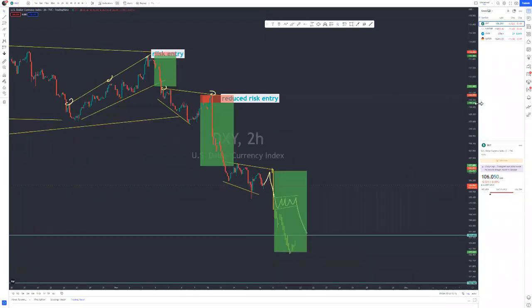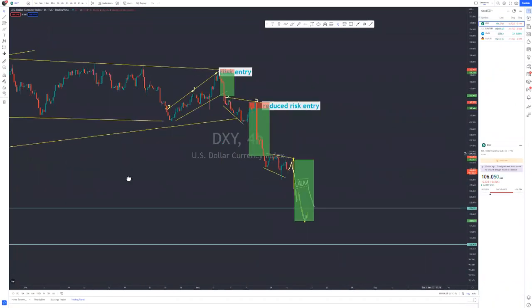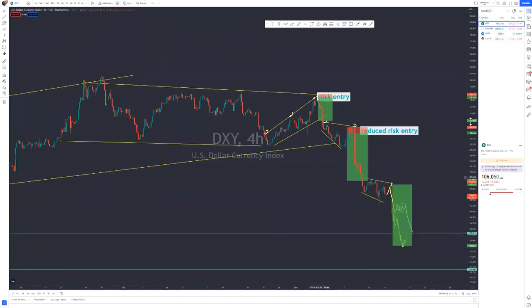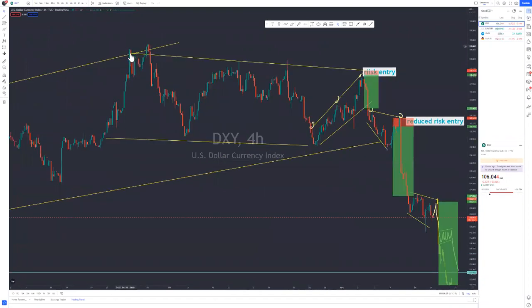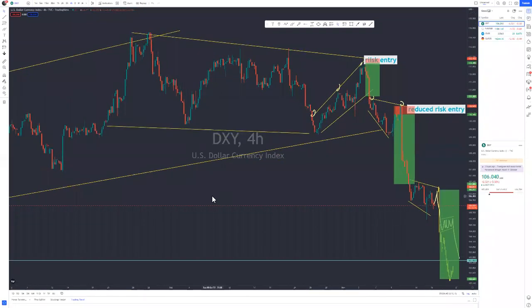Okay, guys. Which pair would you like us to go to next, guys? Because I've done the DXY. A lot of the time I like doing the DXY. USD. Sorry. Let's check GBP USD. Okay, GBP USD.